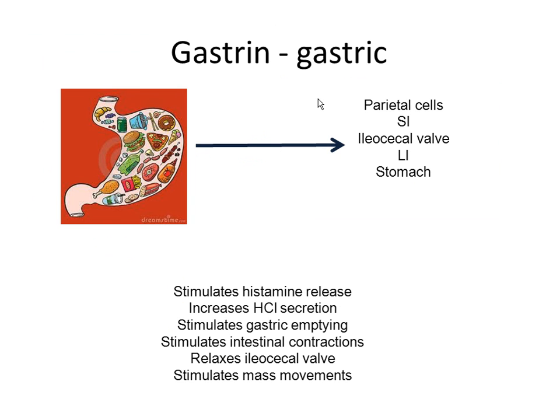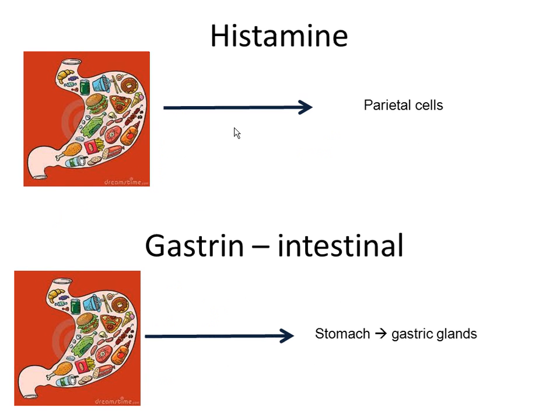Gastric gastrin. Stimulates histamine release, increases acid production. Remember, this one is all about the gastric phase. Stimulates gastric movement and emptying, and then actually acts on the rest of the alimentary canal to stimulate motility. Histamine, gastric phase, parietal cells.